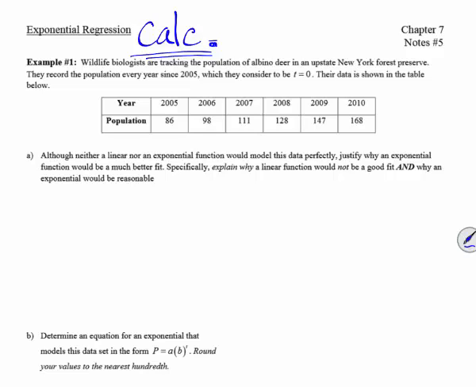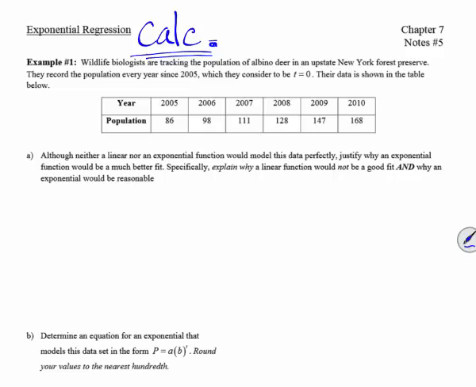So we're going to be putting things into list 1 and list 2, and then we're going to do a calculate. But sometimes when you look at it, you're like, okay, well, I don't even know which equation to use. They're not telling me. So it says in A, although neither a linear nor an exponential function would model this data perfectly, we want to know why it's better to use exponential. Well, you're looking at how is it changing.